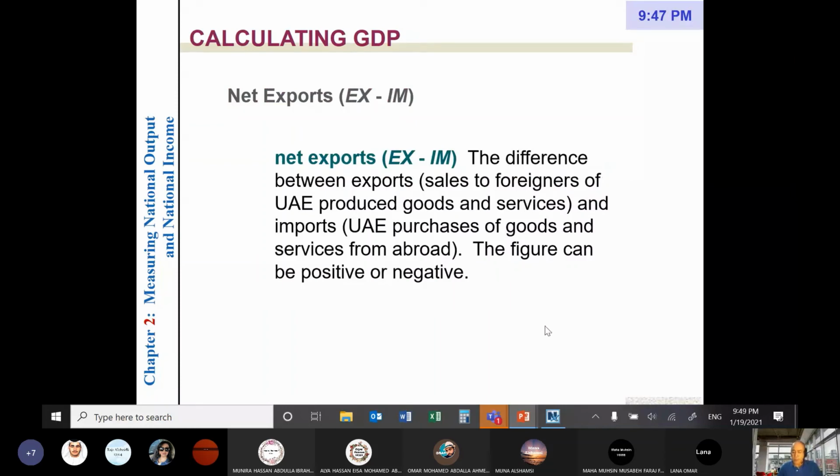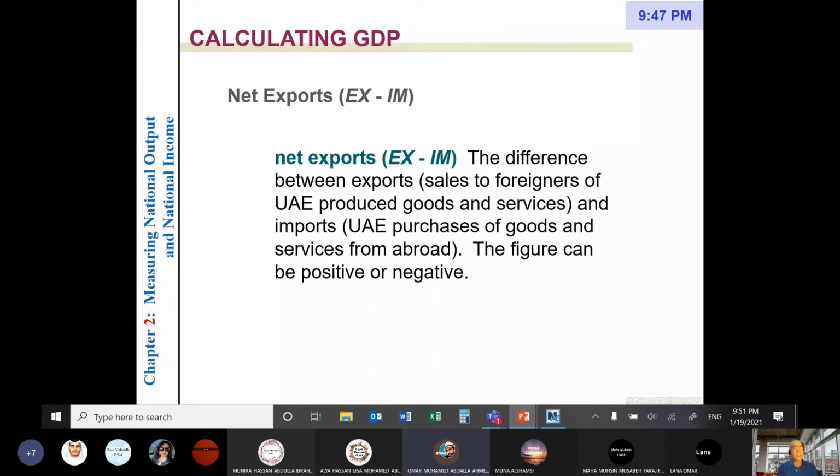Net export. The difference with net exports, the difference between exports, sales to foreigners of UAE produced goods and services, and imports, UAE purchases of goods and services from abroad. The figure can be positive or negative.